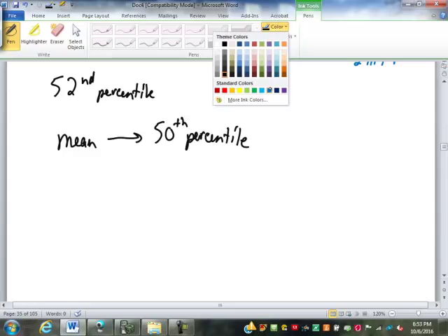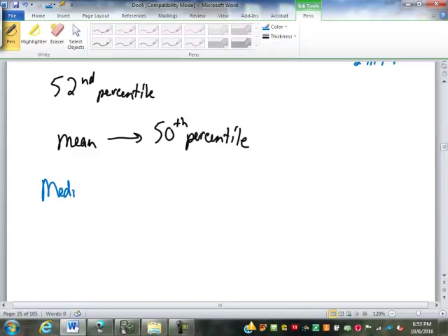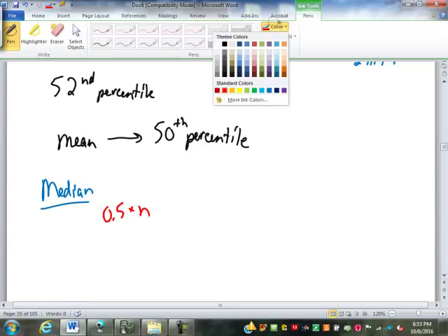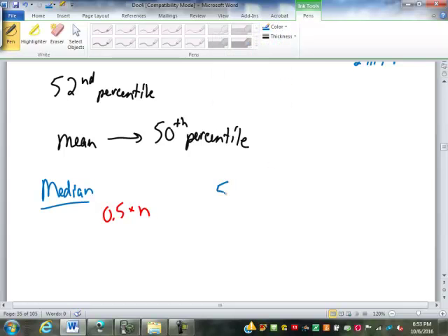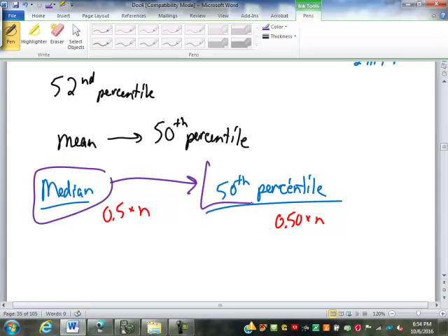In fact, let's talk about the median again for a second. How did we find the location of the median? It is 0.5 times n, right? We're looking for the 50th percentile. How did I find the location of the 50th percentile? 0.50 times n. What's the difference? I'll put a 0 here, but really there is none. The median is the 50th percentile of the data.